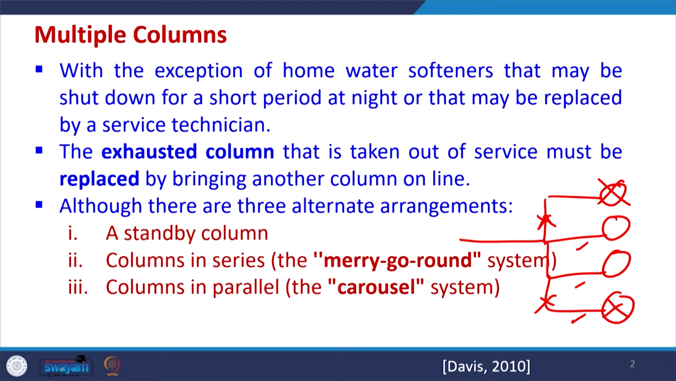Now, there are different types of arrangements which are possible with multiple columns, and we can do that using the flow lines. So, we can always operate the multiple columns in various modes. These arrangements are like this: we have some standby columns; we can use the columns in series, which is called the merry-go-round system, used when we do not achieve the desired efficiency in one column; and we can also use the columns in parallel, the carousel system. That is possible when we have to treat a large amount of water. We cannot treat a large amount of water in one system, so we perform parallel operation. Now, we will discuss each of these in a little bit more detail.